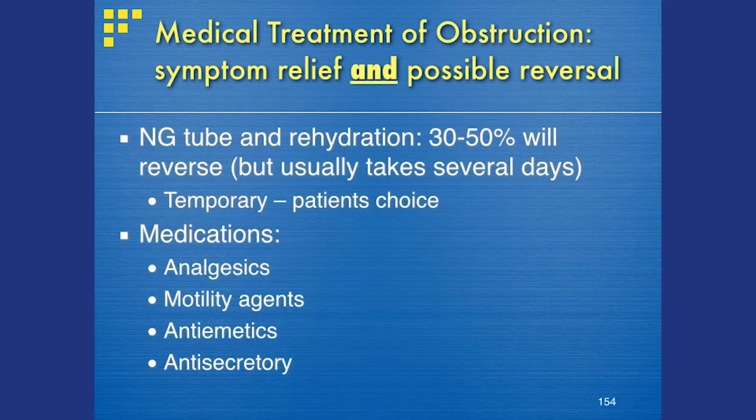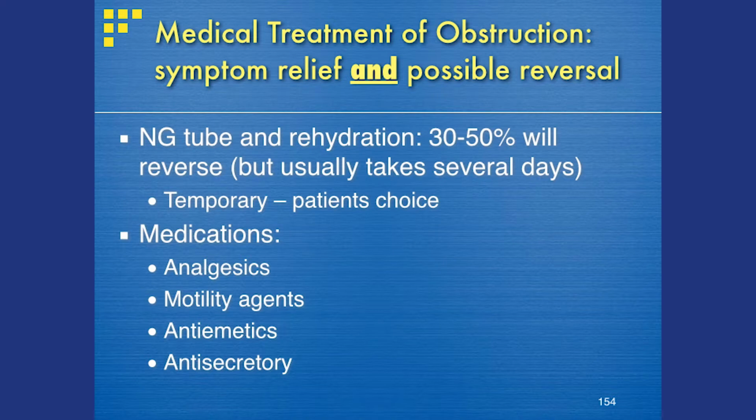So medical management of this, NG tube and rehydration: if you do that and wait a few days, some of them will reverse on their own with that treatment, somewhere between 30 and 50%. And again, the NG is the patient's choice. And then we move into medications for this that are pretty useful.